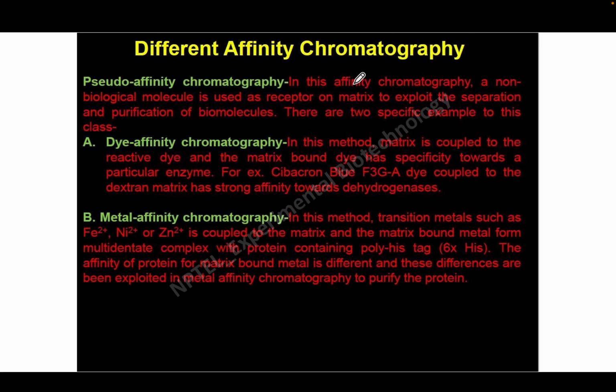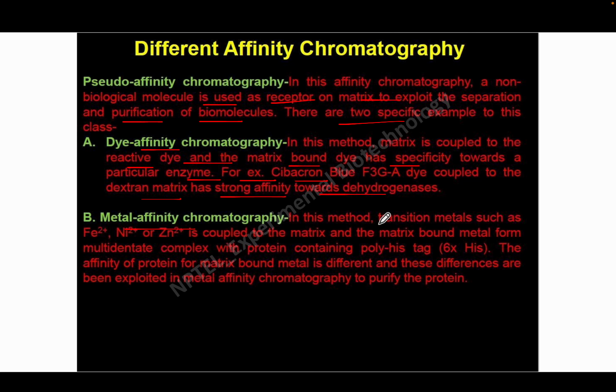Pseudo-affinity chromatography. In this affinity chromatography, a non-biological molecule is used as receptor on the matrix to exploit the separation and purification of biomolecules. There are two specific examples. Dye-affinity chromatography. In this method, the matrix is coupled to a reactive dye and the matrix-bound dye has specificity towards a particular enzyme. For example, Cibacron Blue F3GA dye coupled to the dextran matrix has strong affinity towards dehydrogenase.